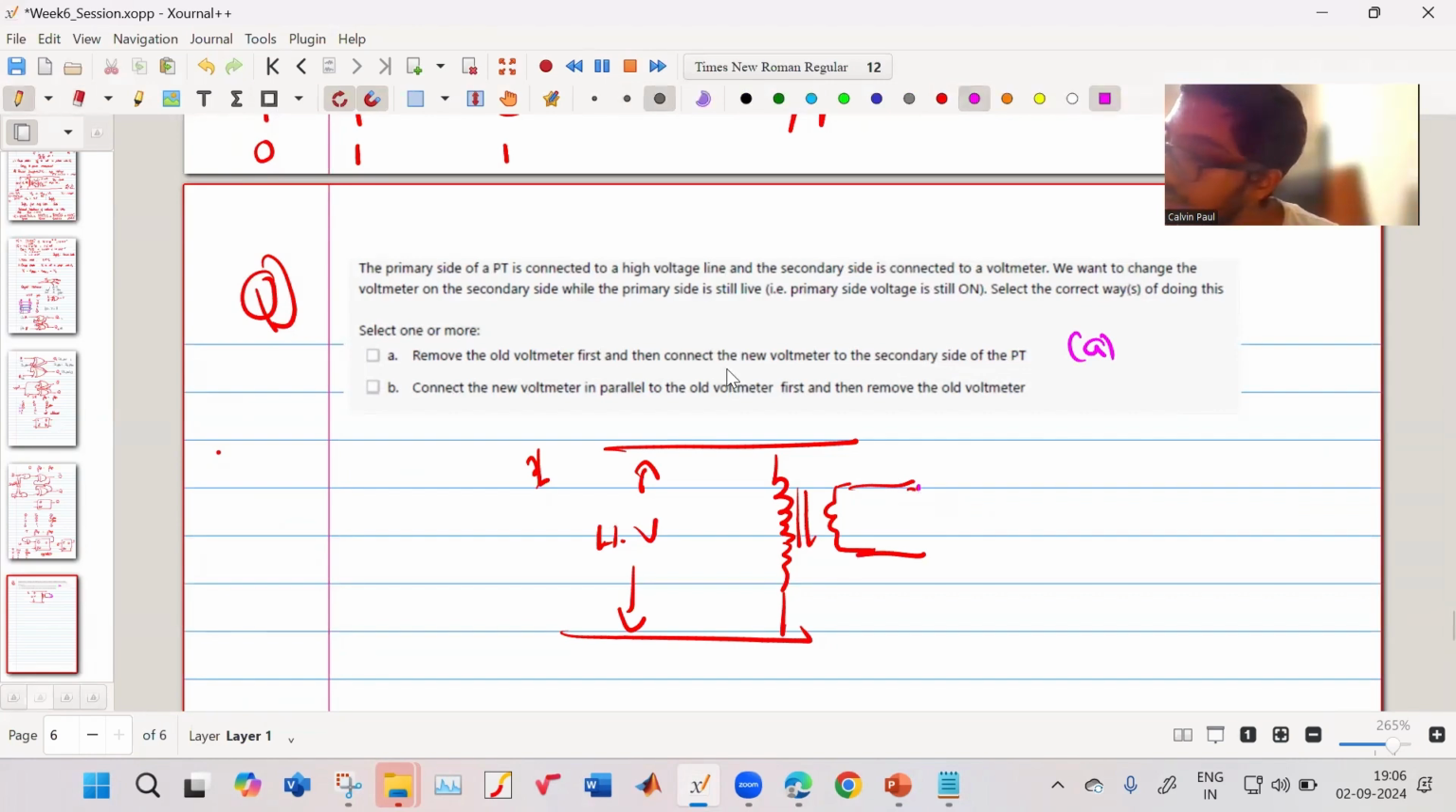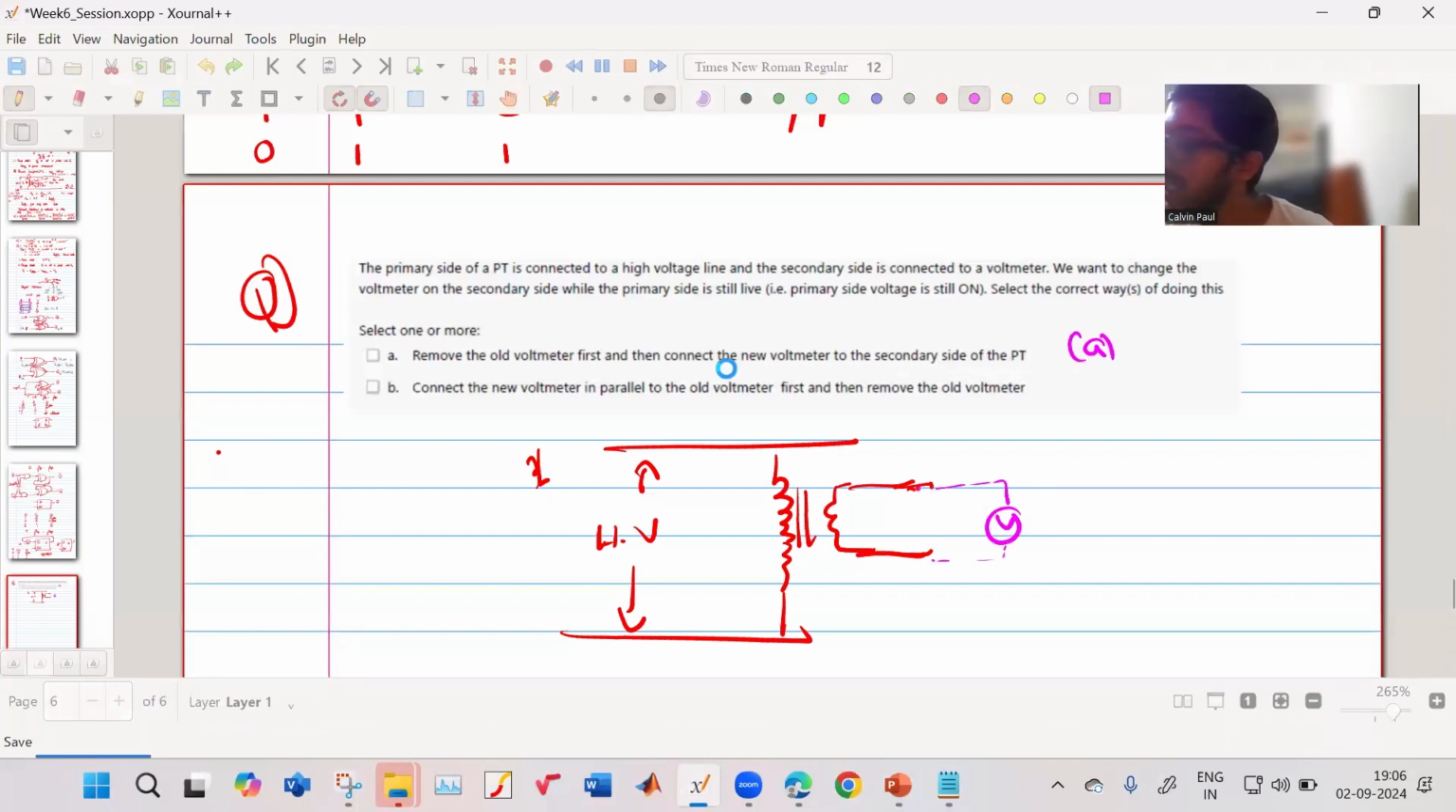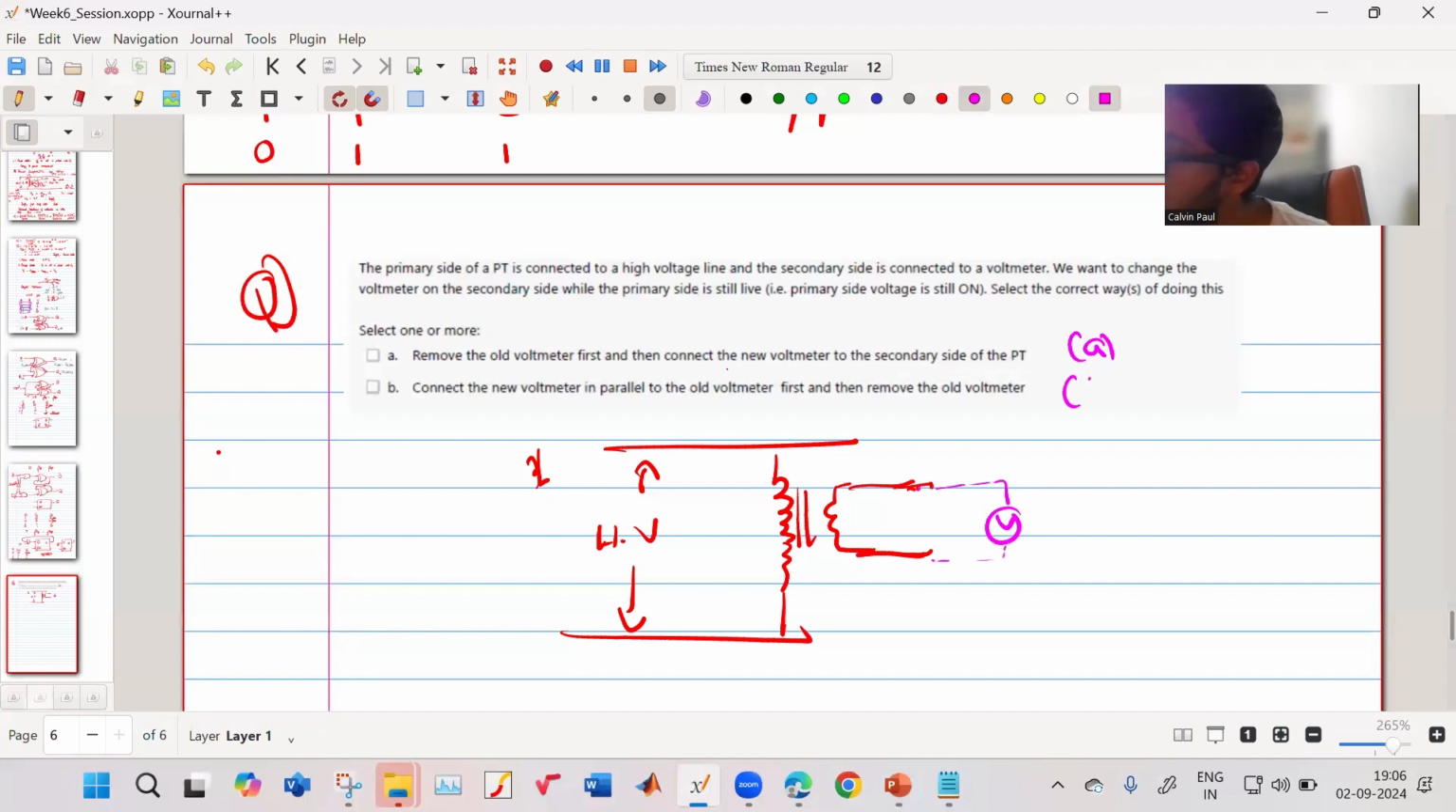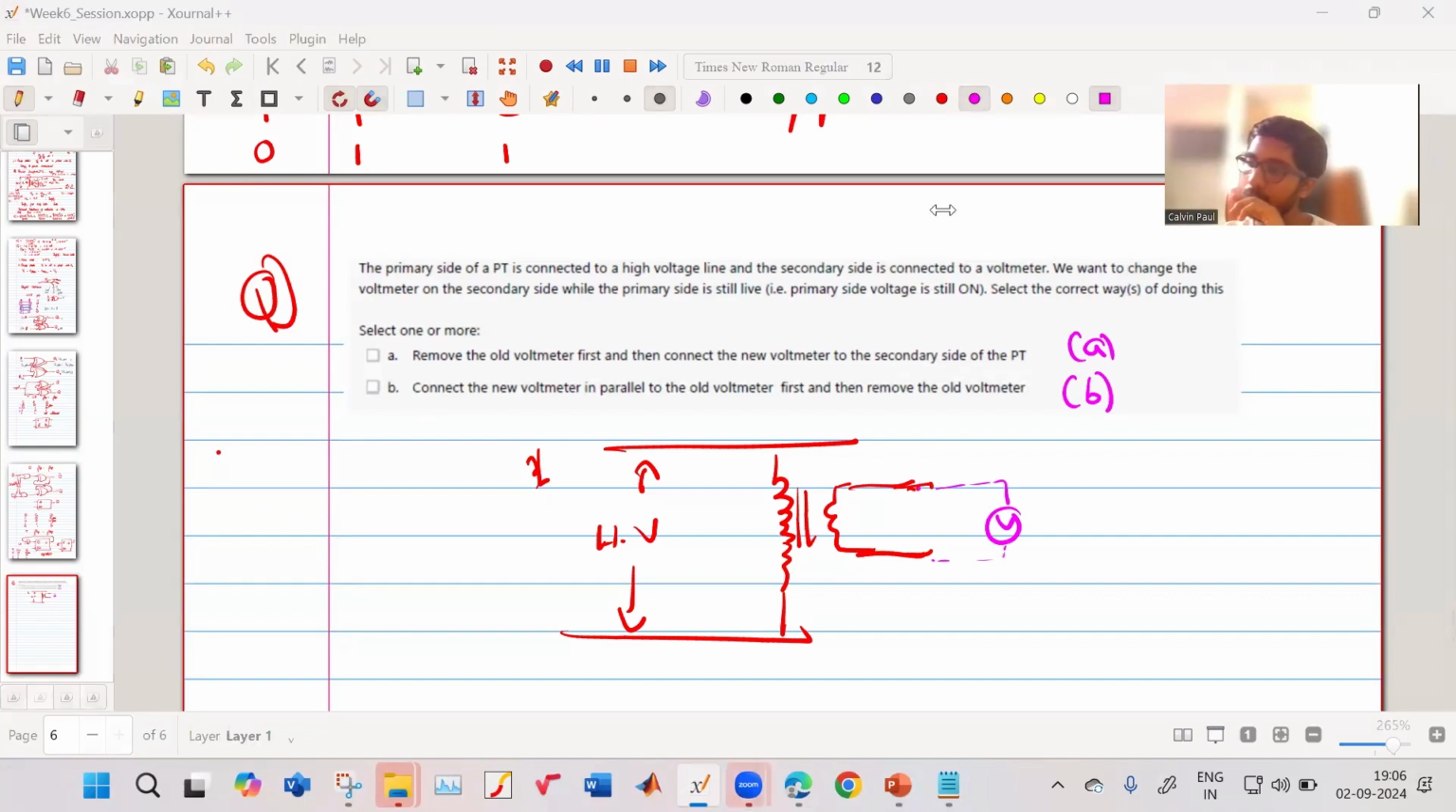There was this voltmeter V. Now we will connect another voltmeter, and then we will remove this first voltmeter. So which method can we use? We can use both methods.